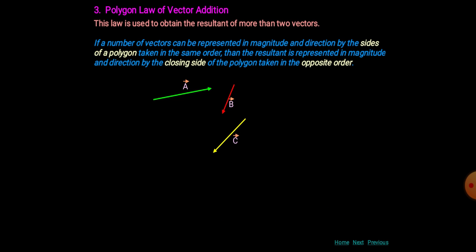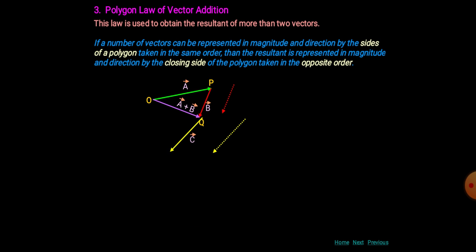Here we have taken three vectors. Let us try to understand. The B we have shifted. According to the triangle of vector addition, we can write its resultant vector: OP is A, PQ is B, then its resultant vector is OQ, that we can write as A plus B.